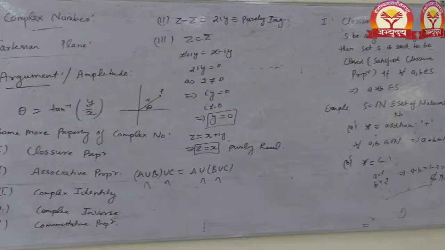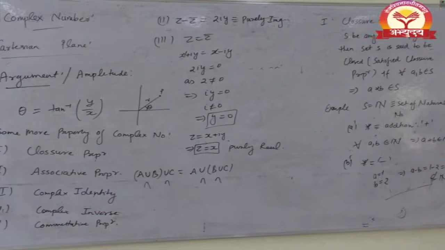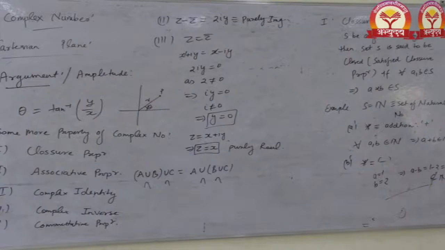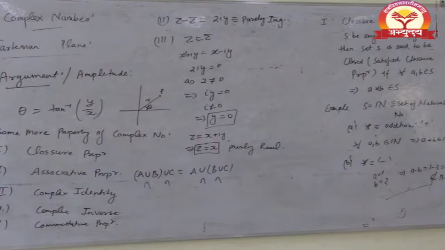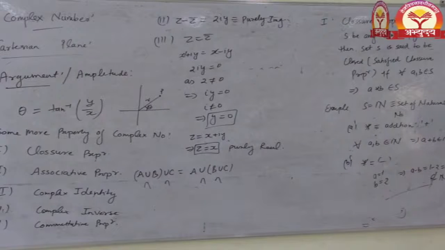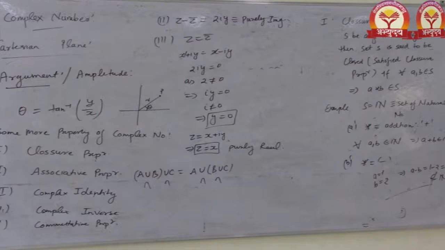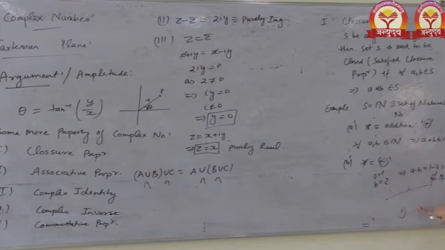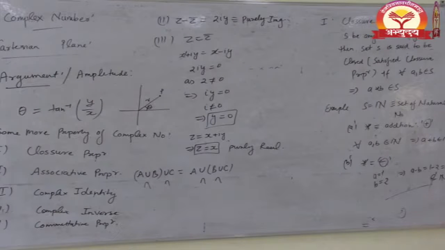Next, multiplication you can also check. Is the complex number closed with respect to multiplication or not? Yes, because the multiplication of two complex numbers may be a real number or a complex number. So that means this one is also closed. So that means we got three properties: addition, subtraction, and multiplication.